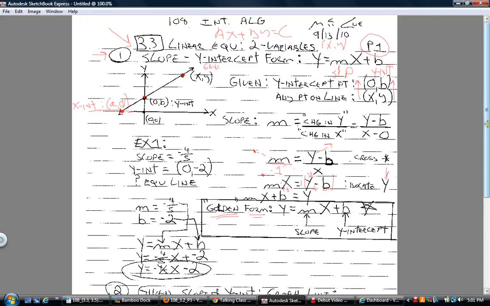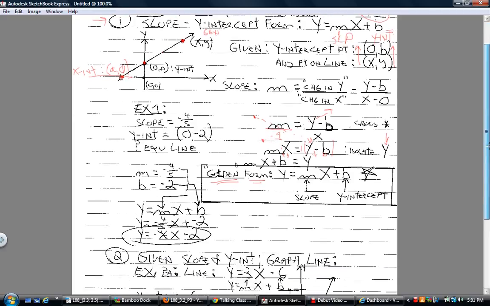Okay, so with that little intro, I know it took a couple minutes there, but it's worthy to know where it came from. You're going to remember y equals mx plus b, the golden form. We're going to use it a lot. How can we use this? Example number 1 says if you were given a slope, -4/5, which is equal to m, and you're given the y-intercept as the ordered pair 0 comma -2, could you write the equation of a line?